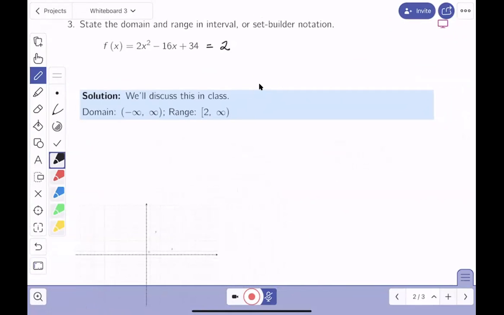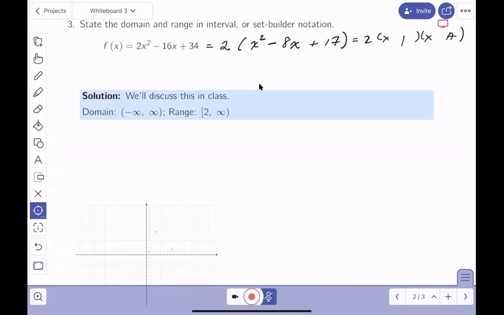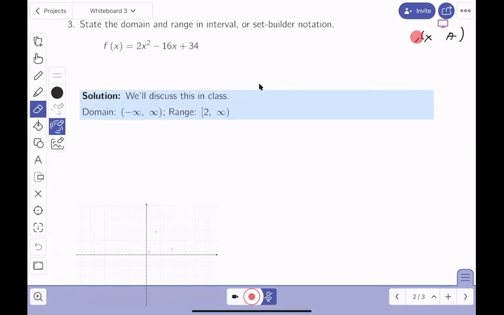2 times x squared, this was known as a GCF, minus 8x plus 17. Well, I'll be honest with you, that's a little unproductive because I really can't factor that any further. For example, if I try to factor, what would I get? 2x and x, 17 and 1. And there's no way I'm going to get 8 out of that. So it wasn't a big waste of time, but for the most part, it didn't lead anywhere. I haven't read the question yet. Let's keep going through it.